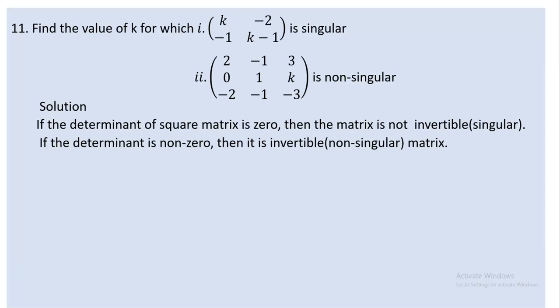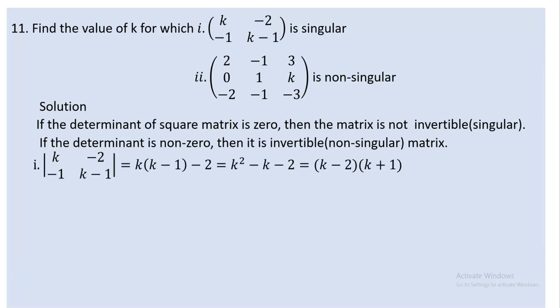So what we need to do in order to find the values of k for the two matrices is just apply the determinant. For the first case we will look for k where the determinant is 0, and for the second case we'll find the value of k for which the second matrix determinant comes to be non-zero. So here I start from the first one. Look, the matrix entries are k, minus 2, minus 1, and k minus 1, as you see. So we need to find the determinant.